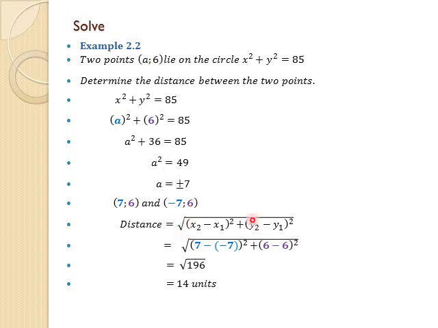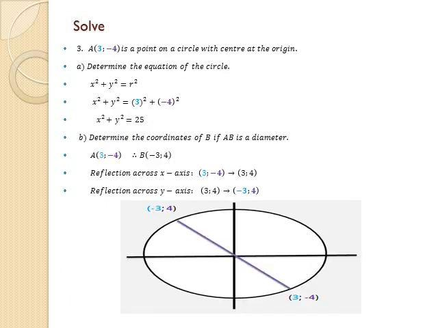So therefore my points are 7 and 6, or minus 7 and 6. So for distance, the square root of (x2 minus x1) squared plus (y2 minus y1) squared. So I have 7 minus negative 7 squared, and 6 minus 6 all squared. 7 minus negative 7 gives me 7 plus 7, which is 14. 14 squared gives me 196. That is 6 minus 6, which is 0, and 0 squared simply stays 0, and the square root of 196 equals 14 units.